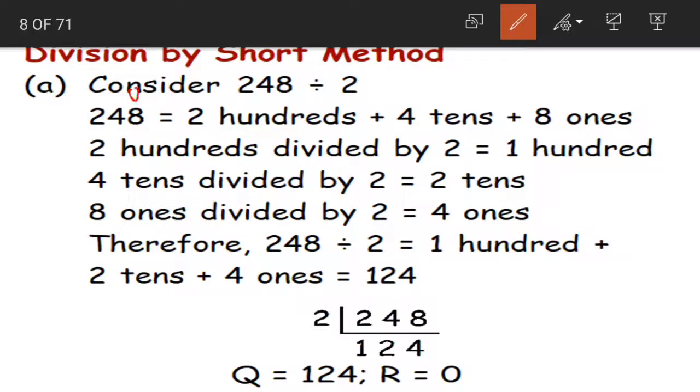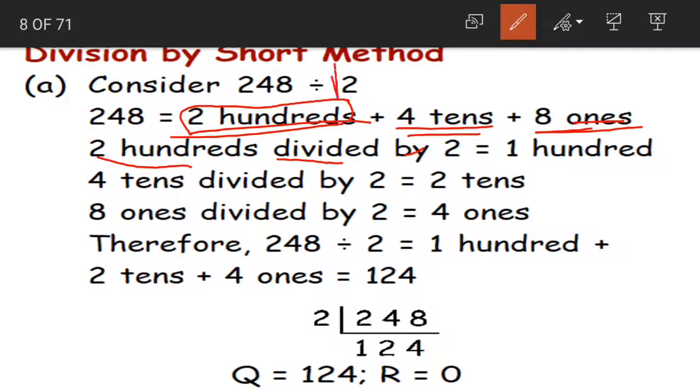How? Because of their place values. 8 is in ones place, 4 is in tens place and 2 is in hundreds place. So 2 becomes 200s, 4 becomes 4 tens, 8 becomes 8 ones. Now in this short division method, we are taking the individual value of the digits, the place values of the digits. Yes, first we have 200s divided by what?